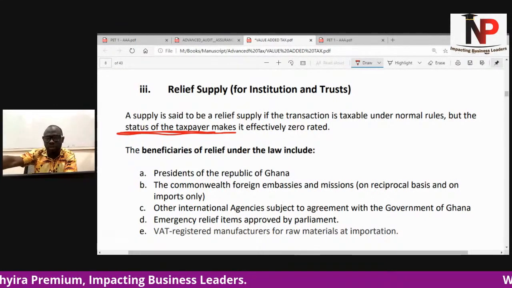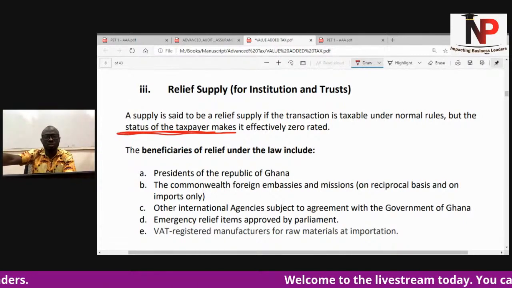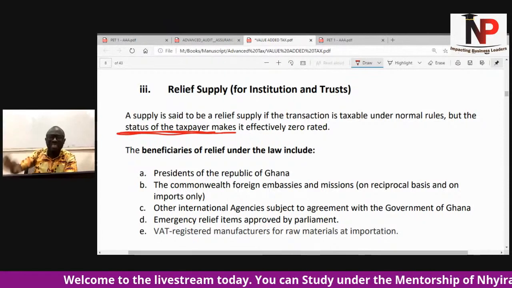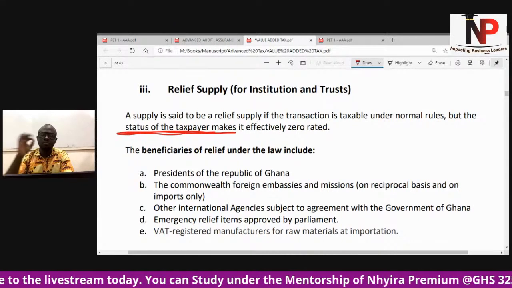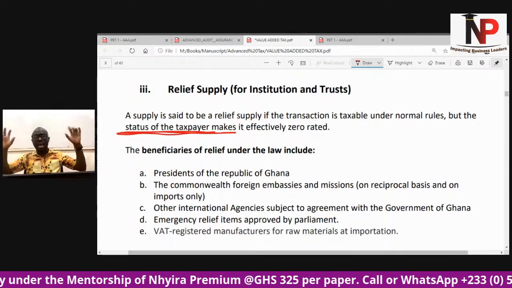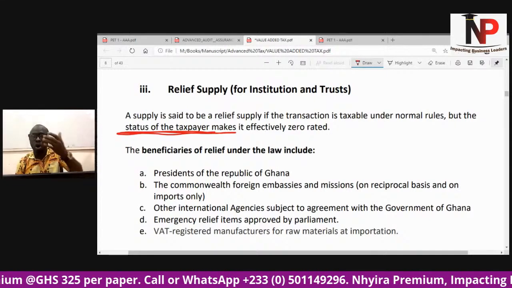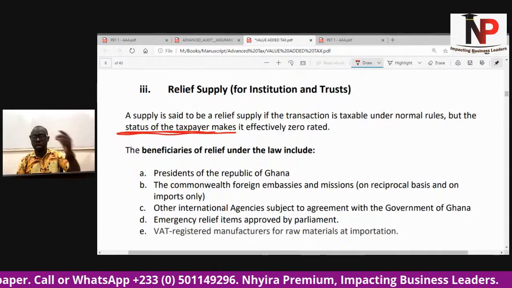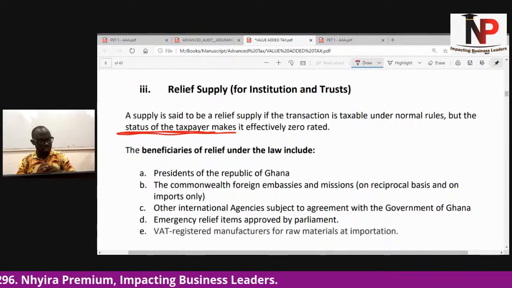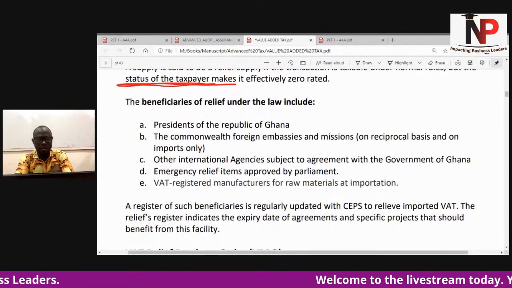So under normal circumstances, the supply is supposed to be subject to VAT. The person buying is supposed to pay VAT. But the person's status makes it zero rated. Now, remember we mentioned that when we talk about a person in tax, we are not just talking about individuals, but we are also talking about what? Organizations. That is also something very critical that you need to understand. So let's see some of the beneficiaries of this one.